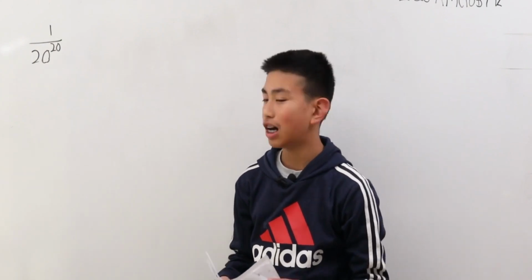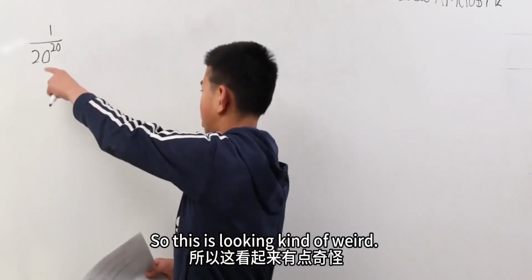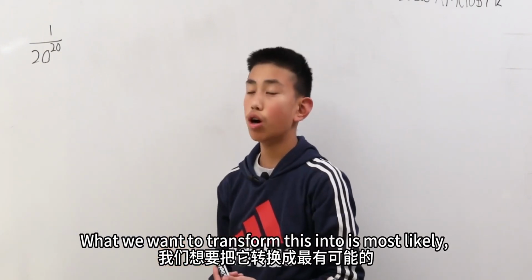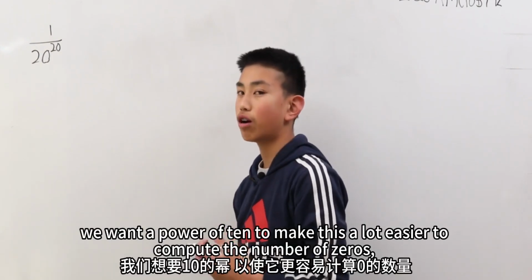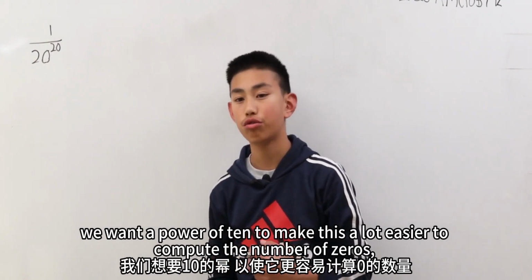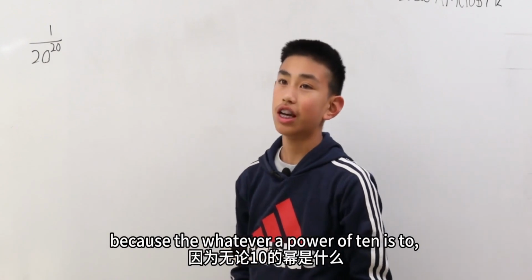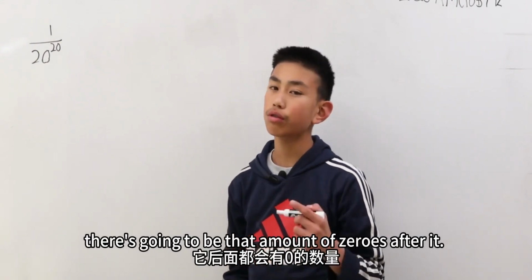Well, this is looking kind of weird. What we want to transform this into is most likely a power of 10, to make it a lot easier to compute the number of zeros, because whatever a power of 10 is raised to, there's going to be that amount of zeros after it.